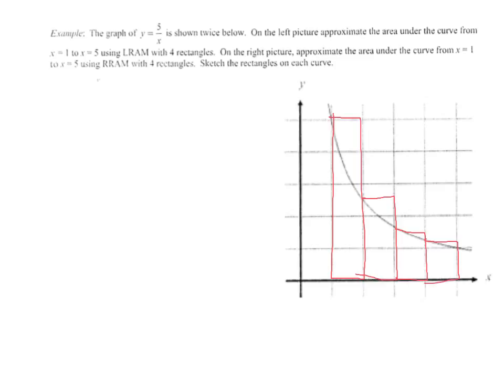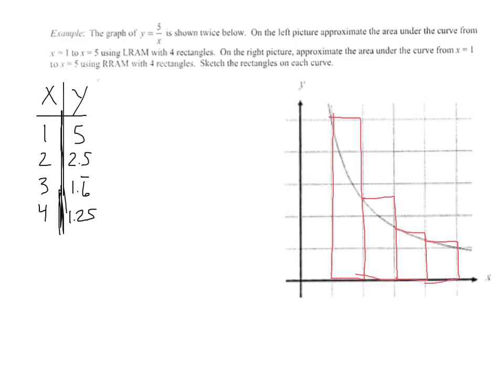So how should I do that? Well, if you notice, all the bases of the rectangle are 1, and I just need to worry about the height. So I'm going to make a little t-chart to show the y values that I'm interested in. If I plug a 1 into the function, I get 5. I plug a 2 in, I get 2.5. Plug a 3 in, I get 1.6 repeating. And a 4, I get 1.25. And those are the different heights of my rectangles.